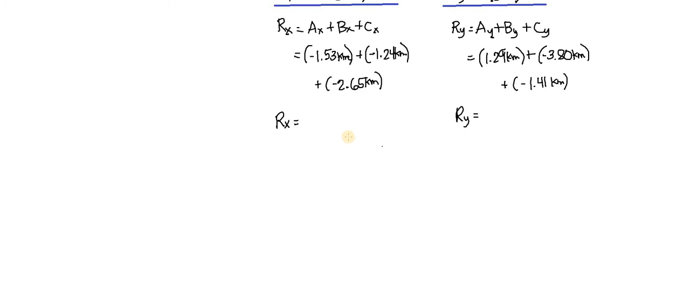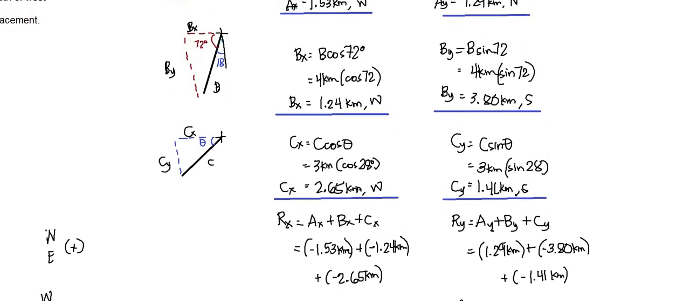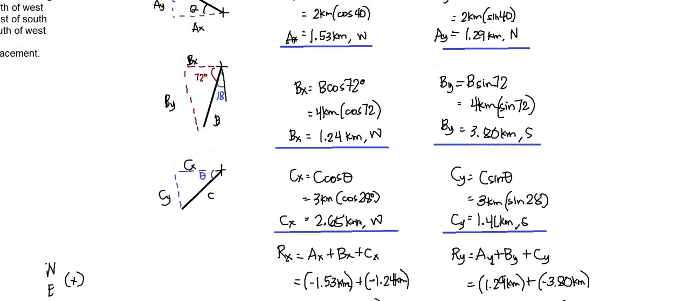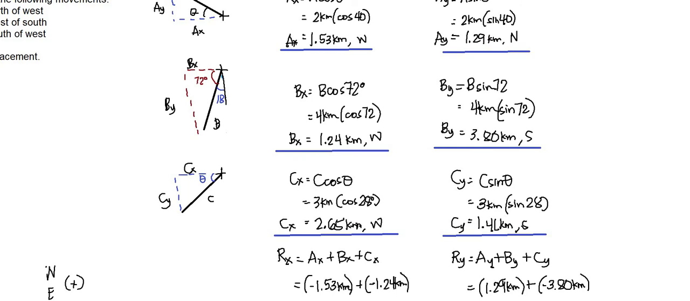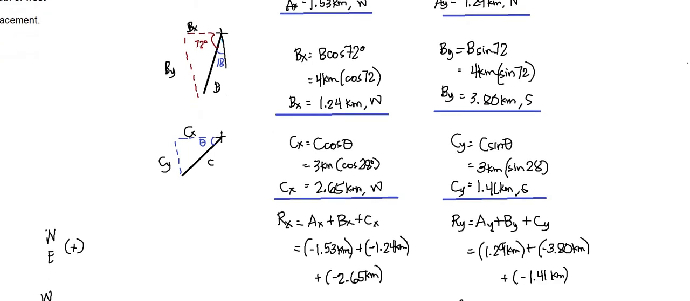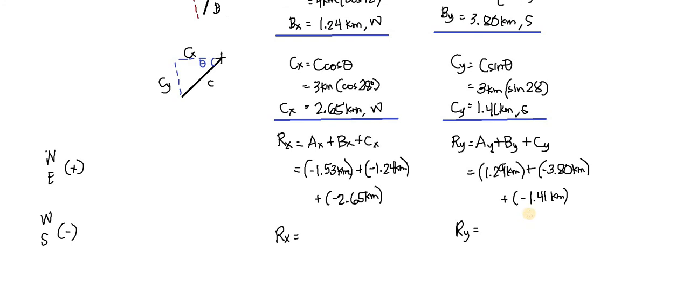Okay, sinulat ko na yung values. Again, yung direction, yun yung magdedetermine kung ano yung magiging sign niya. If north and east, positive. And then west and south, of course, that's negative. Kaya we have here negative 1.53 because it's towards west and west. And then we have here positive 1.29 because it's towards north and the other is towards south.